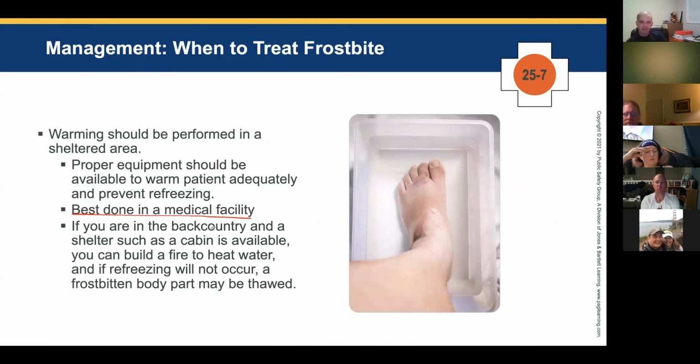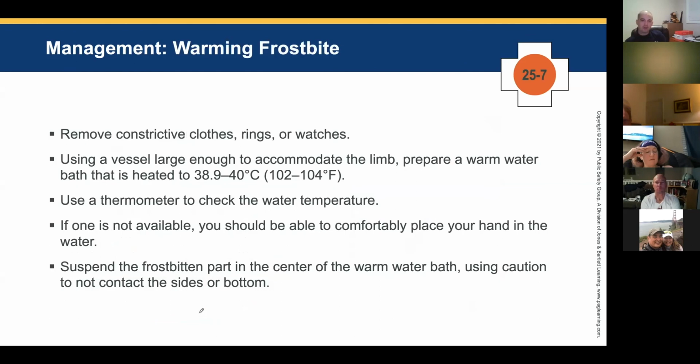However, in the backcountry, if shelter such as a cabin is available, you can build a fire to heat the water, and if refreezing may not occur, a frozen body part can be thawed. The key here is that we don't want to rewarm and then refreeze. We see they keep talking about not refreezing that body part. As you thaw it out, we want to make sure that we remove constrictive clothing, rings, or watches.